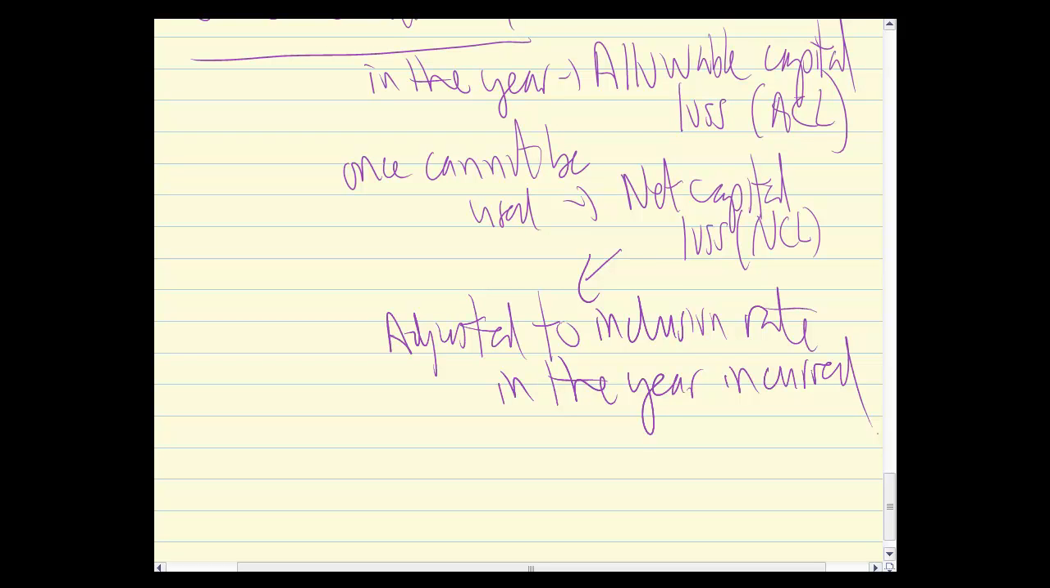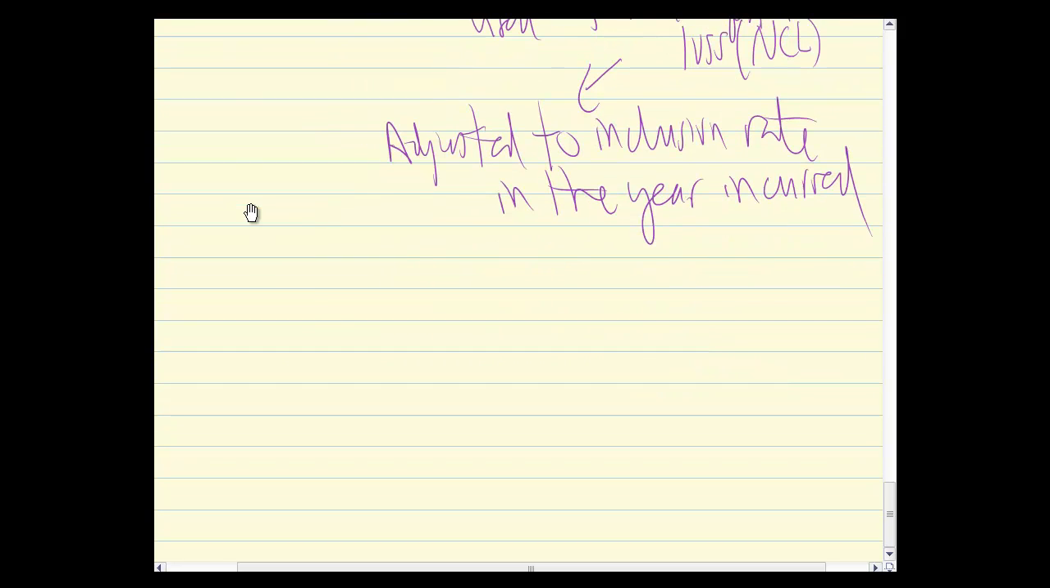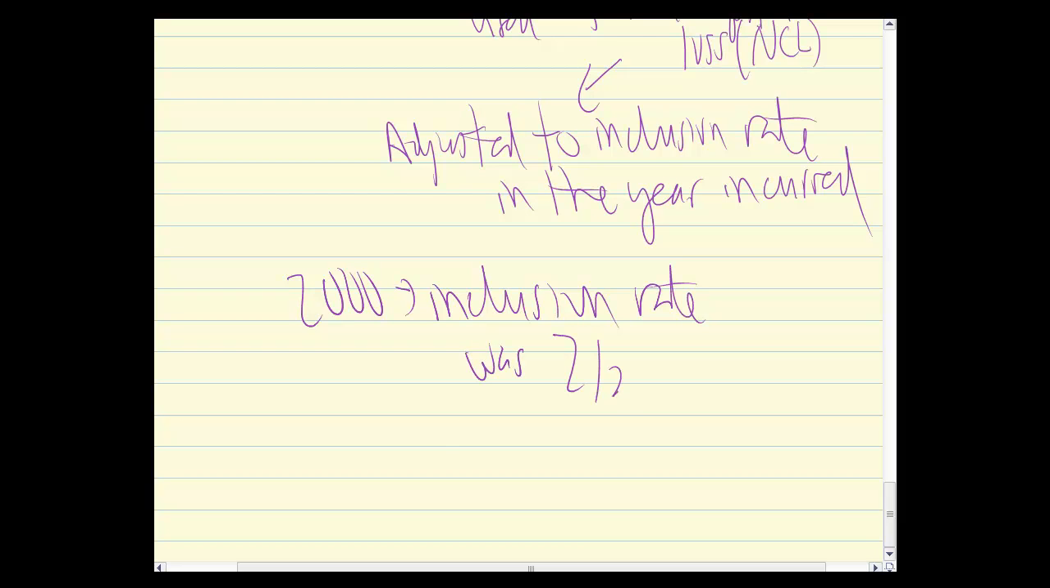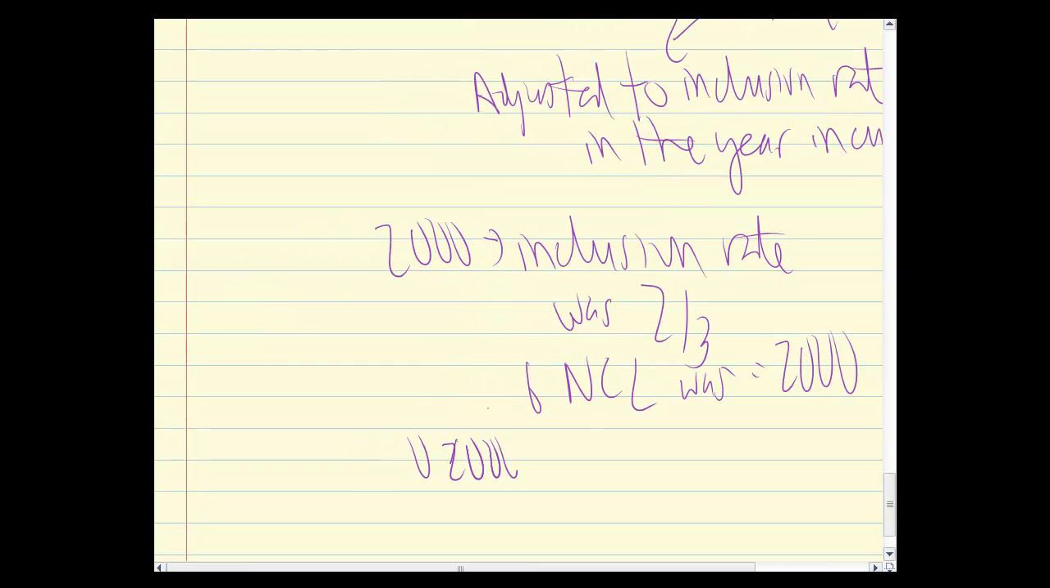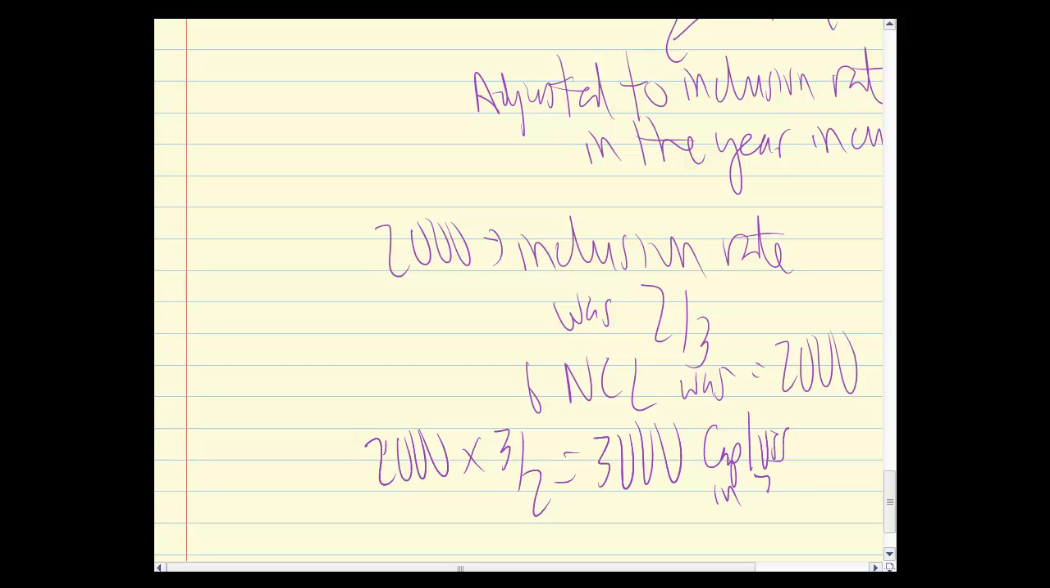So what you have to do is adjust, right? So in this case, what was it, 1999? Oh, 2000. So in 2000, the inclusion rate was two-thirds, and the net capital loss was $2,000. The way you're never going to trip on this stuff is to realize that $2,000 is adjusted down. It is the net number, not the gross number. So if I were you, automatically I would flip it back, multiply it by the reciprocal. So 2,000 times 3 over 2 equals 3,000, right? Everybody agree? That was the capital loss in 2000.